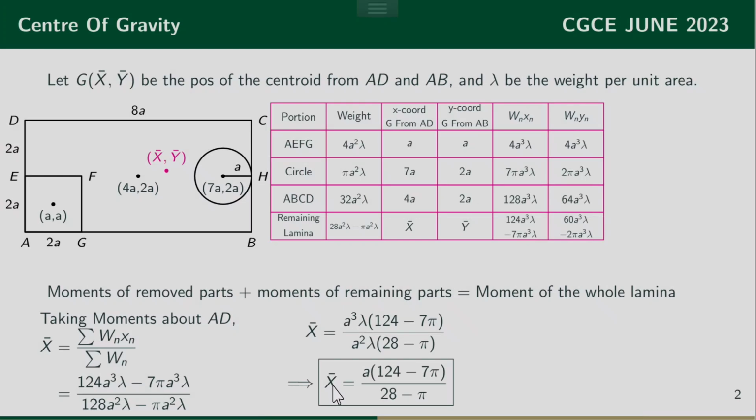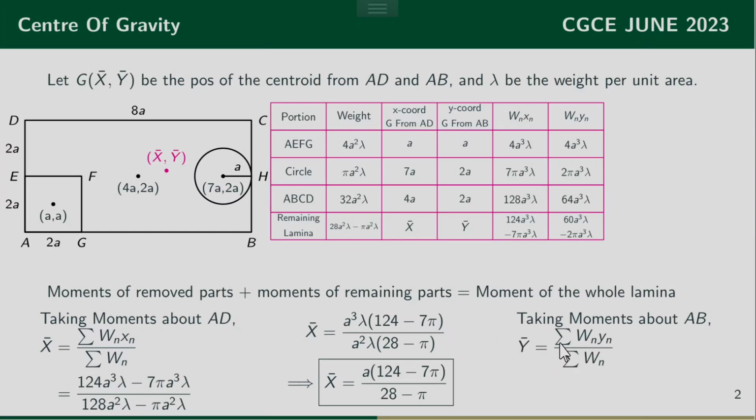And so the x coordinate of the centroid of the remaining lamina would be a into 128 minus 7 pi divided by 28 minus pi. Yes, I've rectified the error here. Now, doing the same thing, I'll take moment now about AB in order to find the y coordinate of the centroid of the remaining lamina.